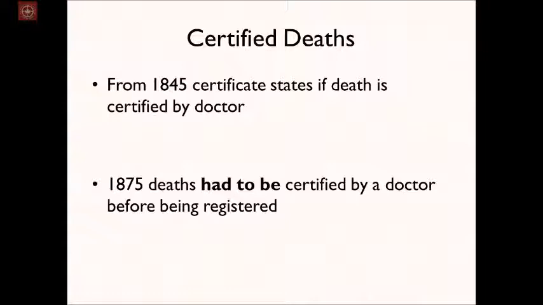So from 1875, there was no death certificate unless the registrar had received a medical certificate from the doctor certifying the death and giving the cause of death. And from this date onwards as well, the doctor was only able to complete this medical declaration if he'd been in attendance on the deceased during his final illness and had seen him either within the last 14 days of his life or immediately after death.